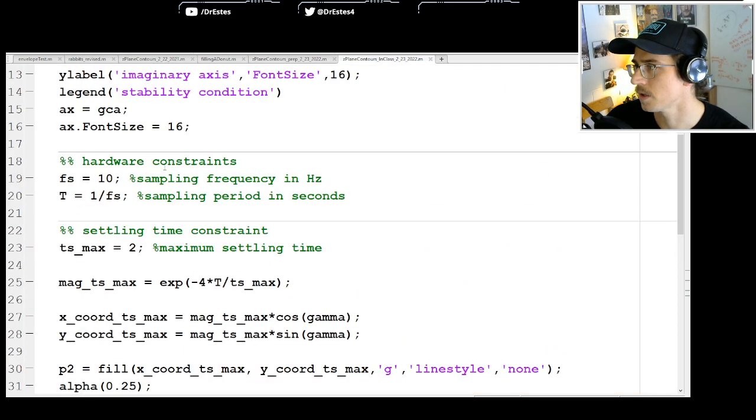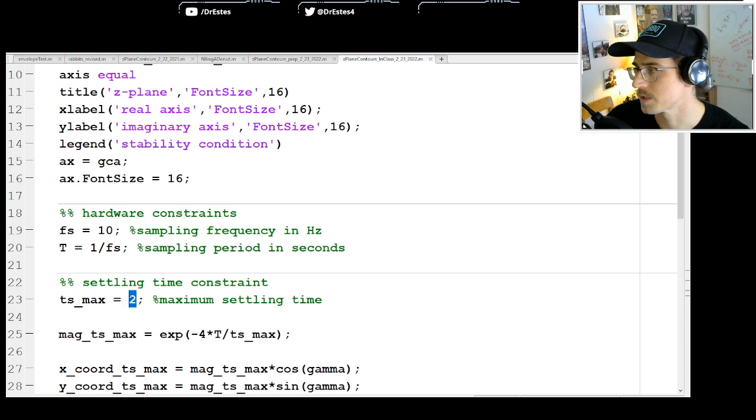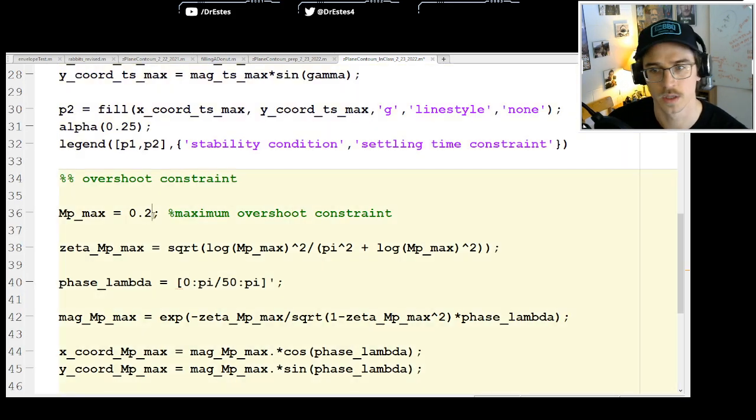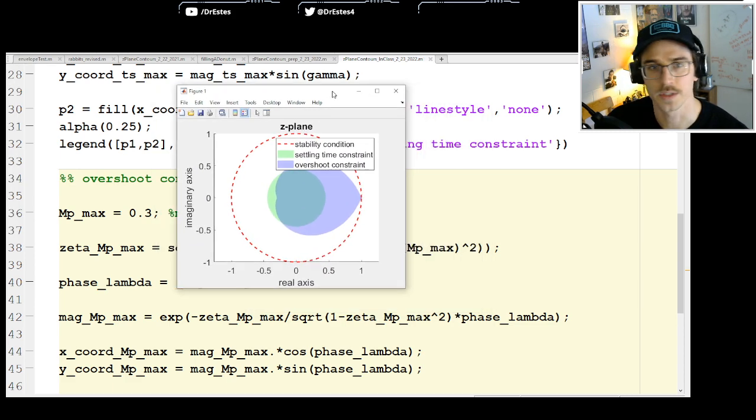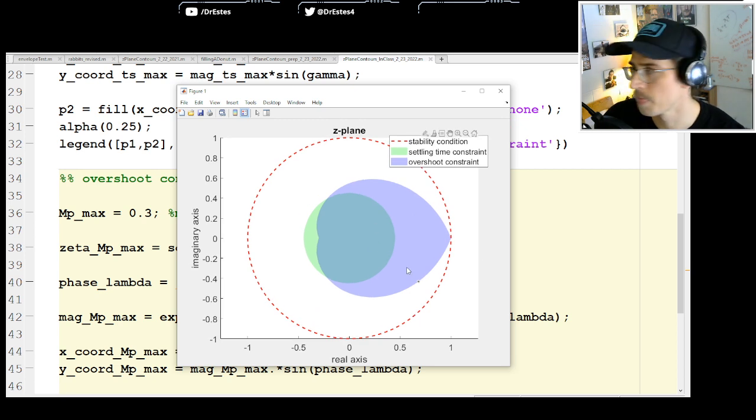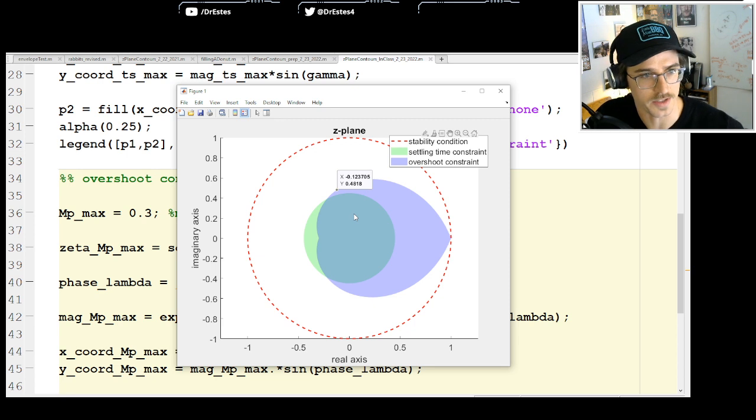Like, how about we go back in here and, for example, let's change this. What if I want my settling time to be half a second? And what if I want my overshoot to be 30%? So I'm just changing these numbers. If I run it again, you get a different shape. And so this code allows you to quickly recalculate, and then you can just look at this and pick some roots out of anywhere in the overlapping region, and they should satisfy your constraint. So it's a tool that'll make your life easier.